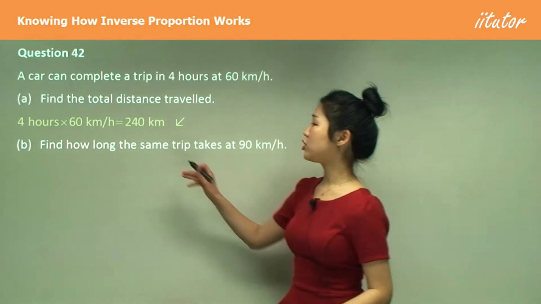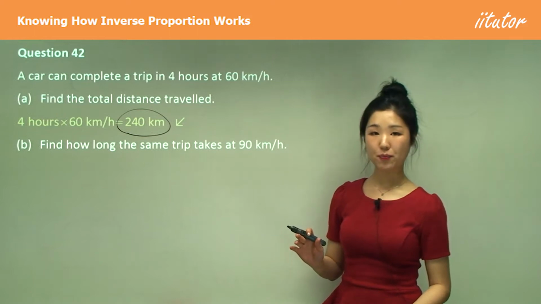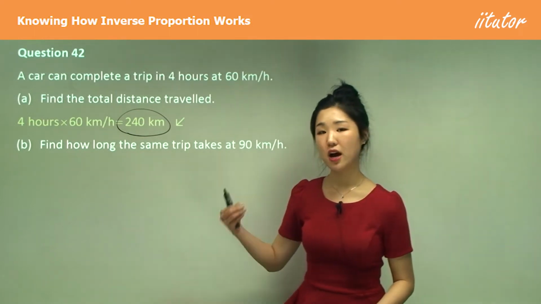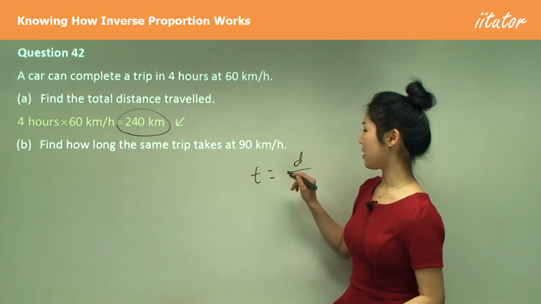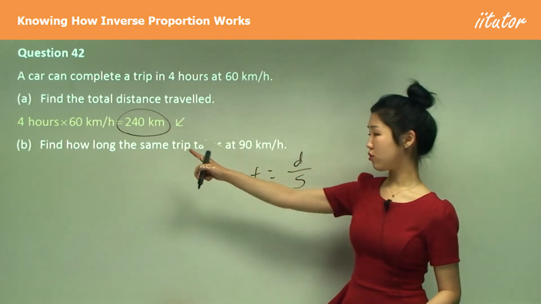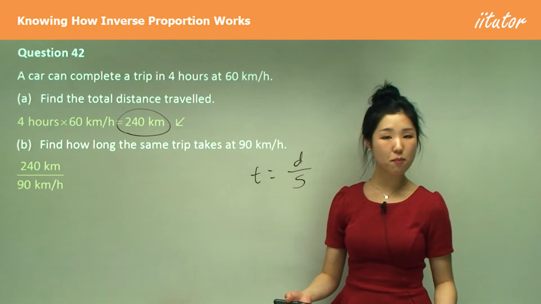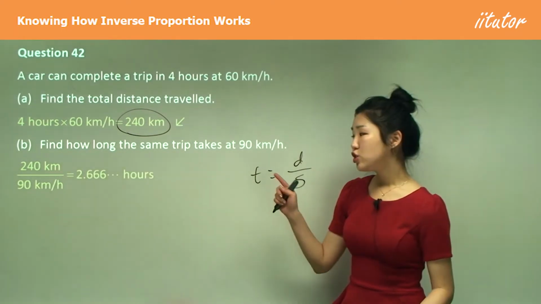Now B, find how long the same trip takes at 90 kilometers per hour. So we want to travel 240 kilometers at a rate of 90 kilometers per hour. We want to know how long it takes, so we want to know time. Time is distance over speed. Distance is 240, speed is 90. So we just do 240 divided by 90, which gets us 2.666 hours.